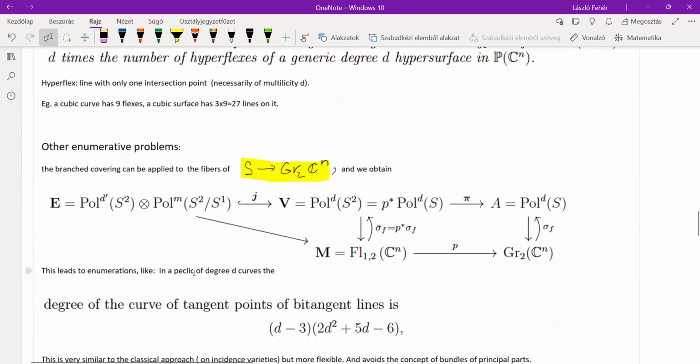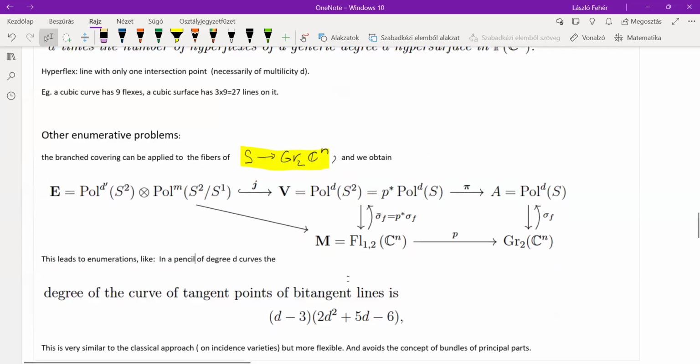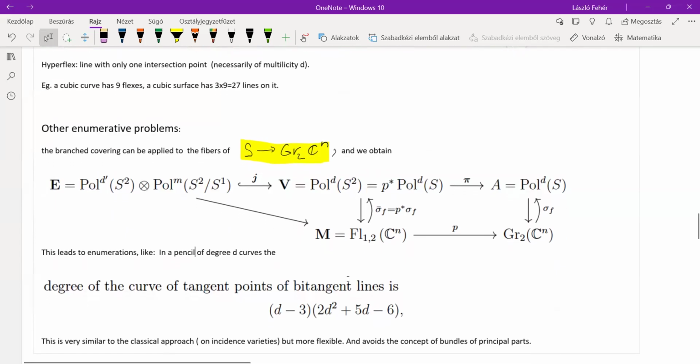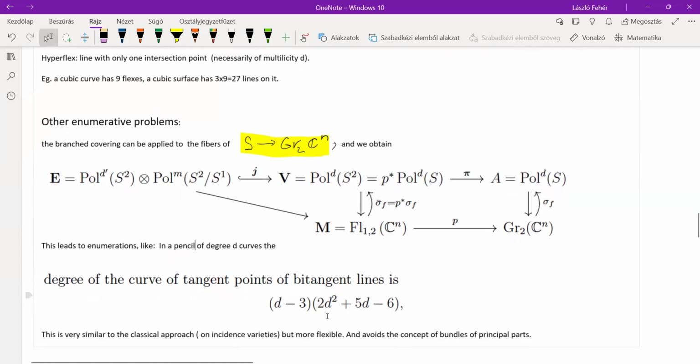And using this construction, you can calculate more complicated numbers like, sorry, it should be pencil. So if you have a pencil of degree D curves, then if you look at the bitangent lines, but you are only interested in the points where the bitangent lines are tangent to your hypersurface, then you get a curve. And the degree of this curve is given by this degree 3 polynomial.